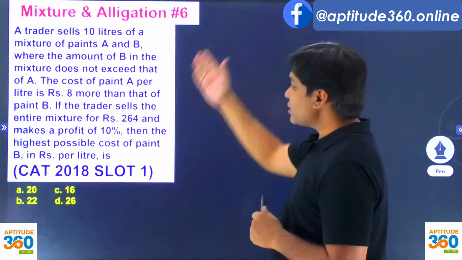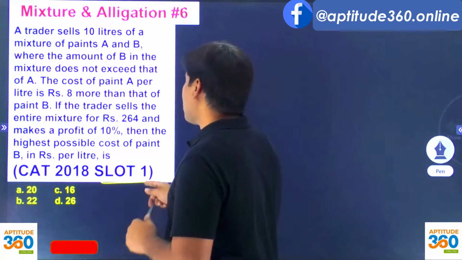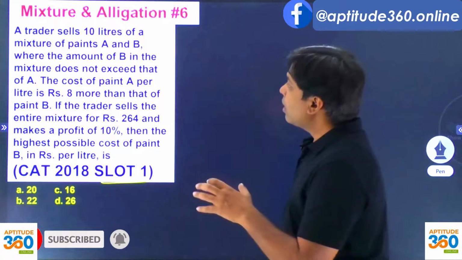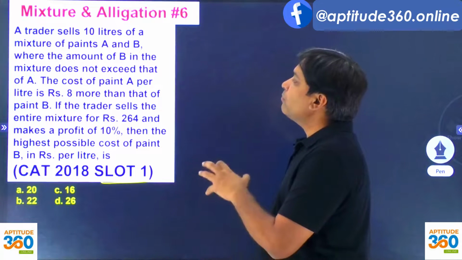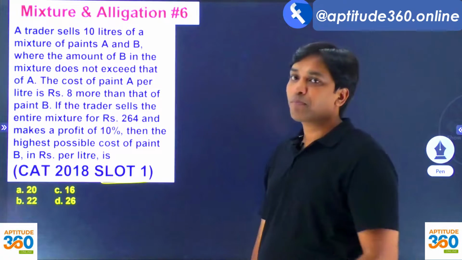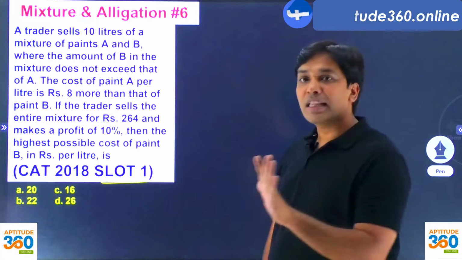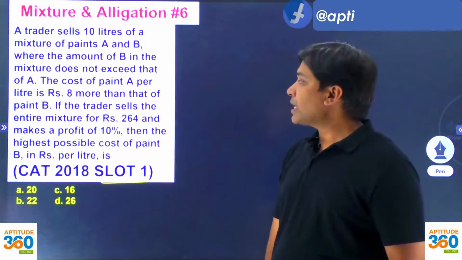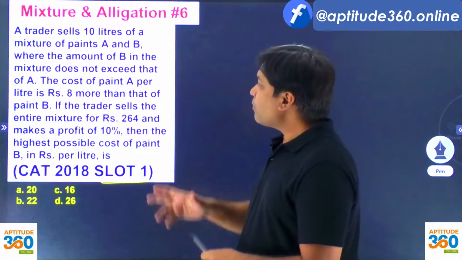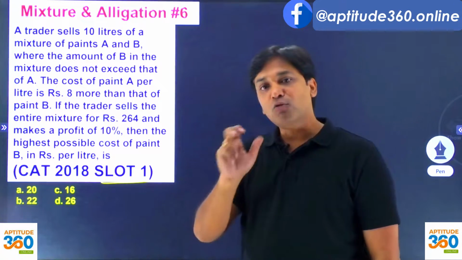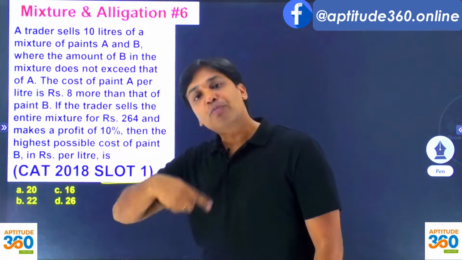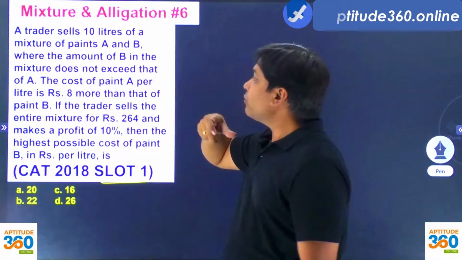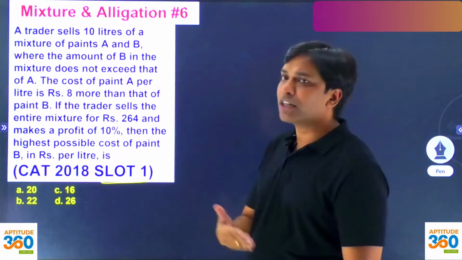So my first question that came in slot 1 of CAT 2018 is: a trader sells 10 liters of mixture of paints A and B when the amount of B in the mixture does not exceed that of A. तो ये सिर्फ कंफ्यूज किया जा रहा है कि 10 लीटर का मिक्सचर है, A और B का है, उसके आगे कहानी पढ़ते हैं. The cost of paint A per liter is 8 more than that of the cost of B. So there are two variables, cost and quantity. So cost of A is 8 rupees more than that of cost of B. And यहाँ पे क्या बोला है, where the amount of B in the mixture does not exceed that of A.